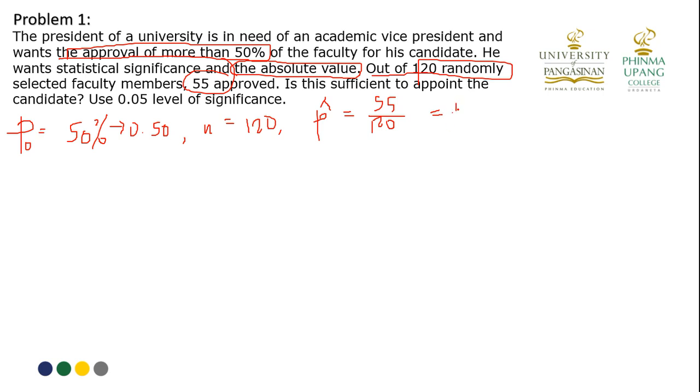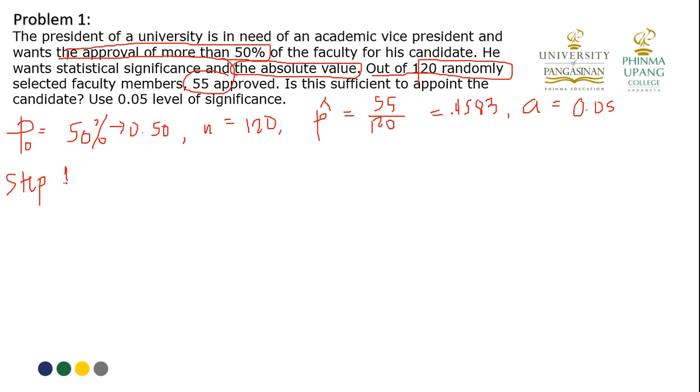P is 0.4583. Tapos yung alpha, sabi niya dyan is 0.05. So, kompleto na tayo. Pwede na tayong mag-step 1.